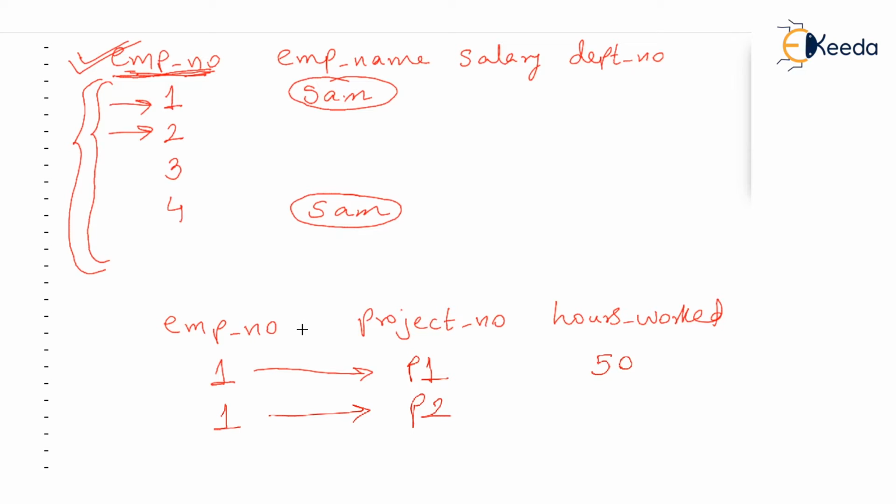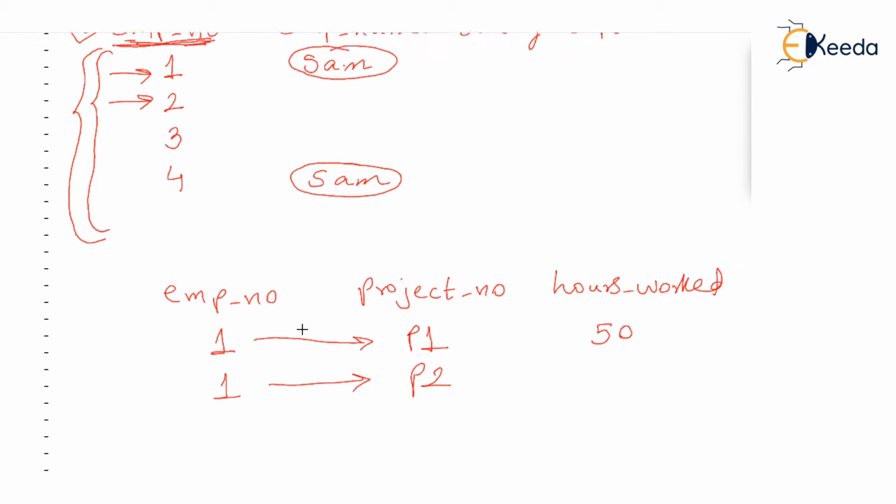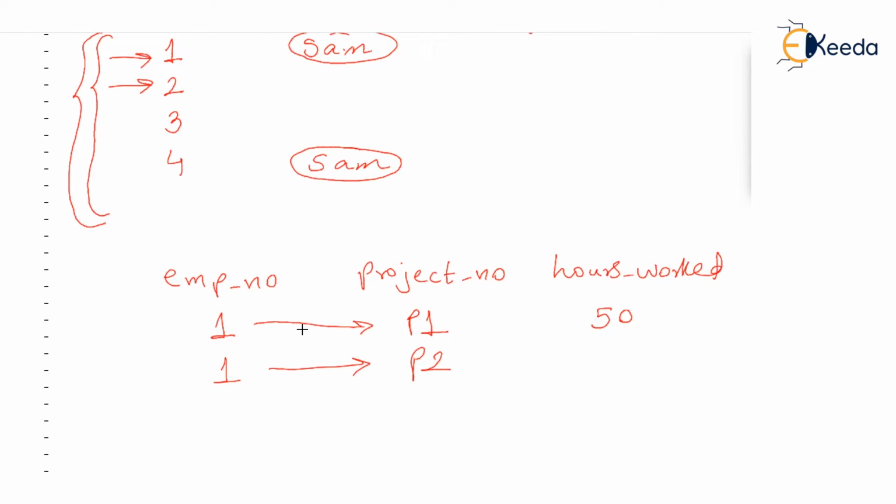Maybe a very efficient employee. That's why she has been asked to work on two projects at the same time, and the number of hours she has worked on this project is 15 hours. Now, what you see in this table is that the employee number column can have repeated values. Just watch this, because this employee 1 may work for many projects, isn't it? For many projects, this person can work.